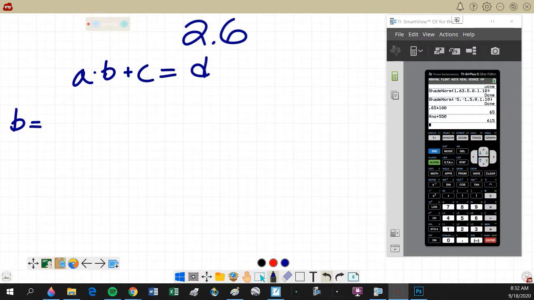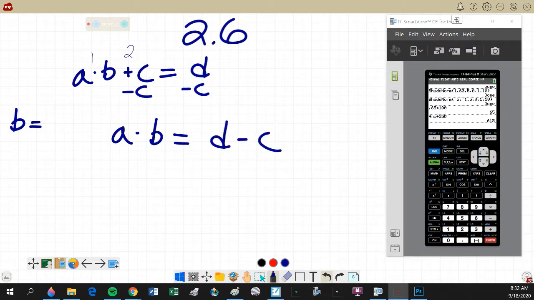Well, I don't want to divide by A yet. What's the first thing that happens to B? A. What's the second thing? C. So now I need to pedal backwards. Subtract C. Well, what is D minus C? It's just D minus C. So A times B is equal to D minus C.